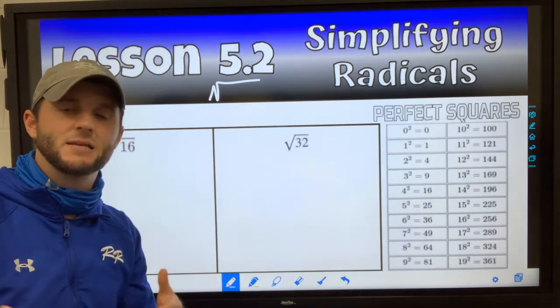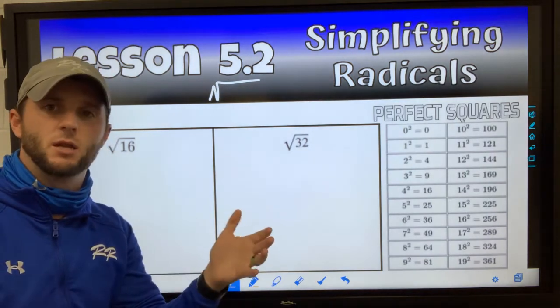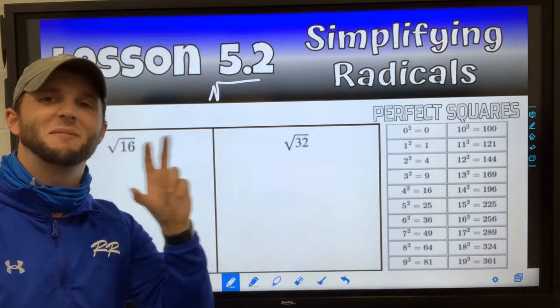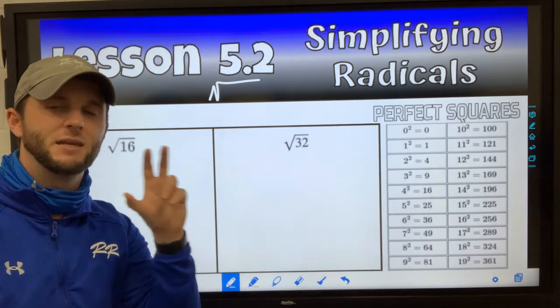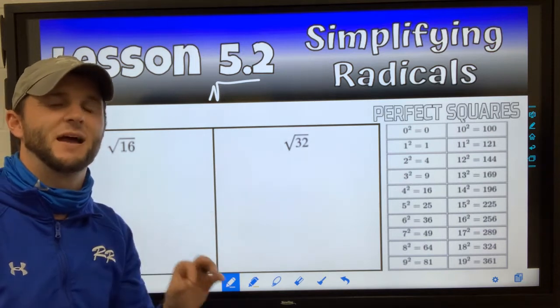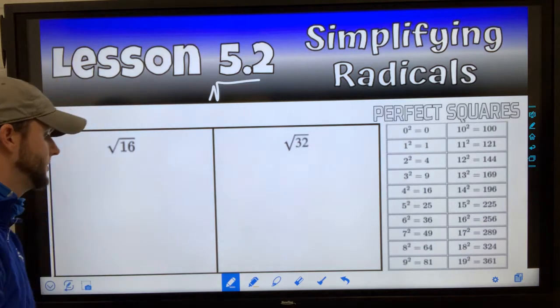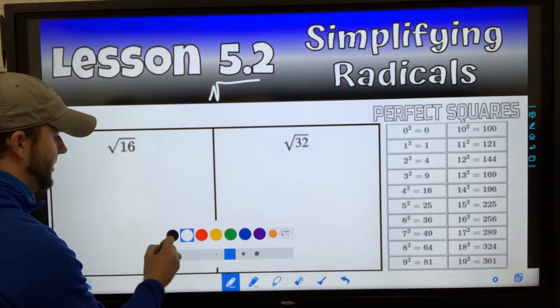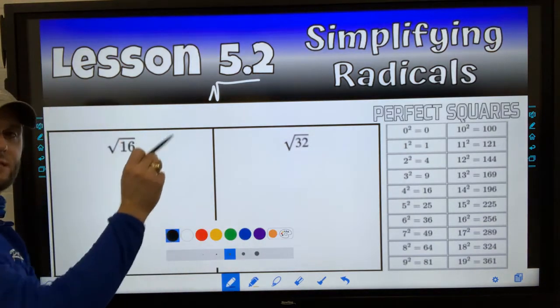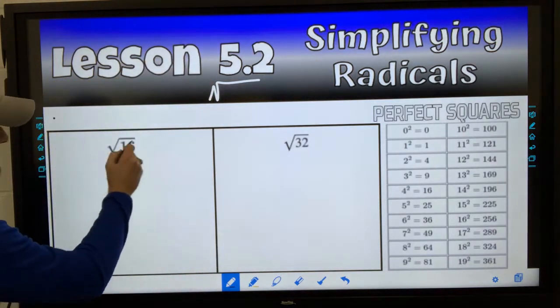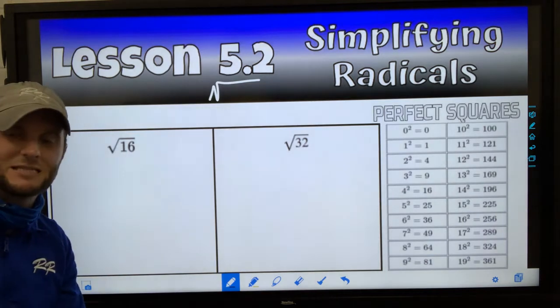What we mean by that is you can take a fraction and reduce it or make it smaller to make it a simpler number, something easier to work with. So we're simplifying it to make it easier to work with. So the first example we're going to look at is the square root of 16, okay? Right now, this is a radical because I have my radical symbol going over that 16.